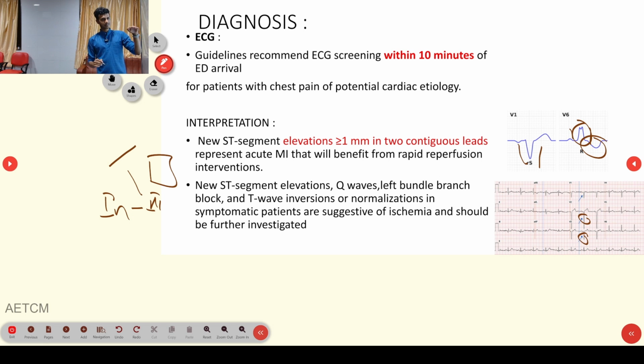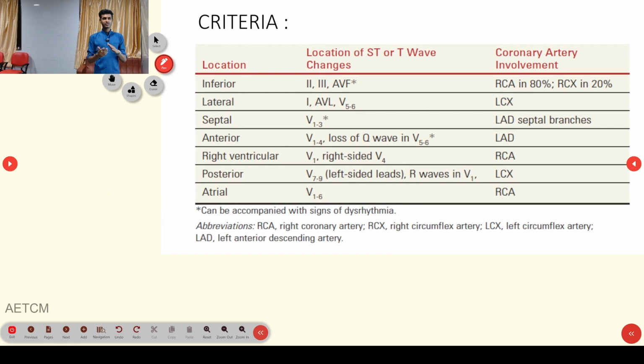And then T wave inversion and normalization in a symptomatic person is suggestive of ischemia, so further investigation should be taken. So the two major things: first, any elevation of ST segment more than or equal to 1 millimeter indicates myocardial infarction, and straight away we have to think about reperfusion therapy, definitive care. Second, new onset of ST elevation, deep Q wave, left bundle branch block, T wave inversion are some other categories indicating ischemia.